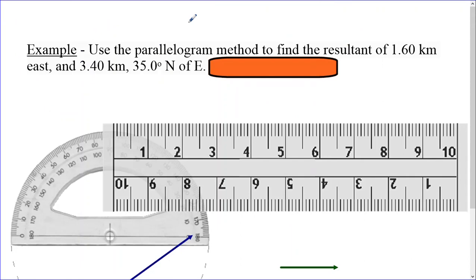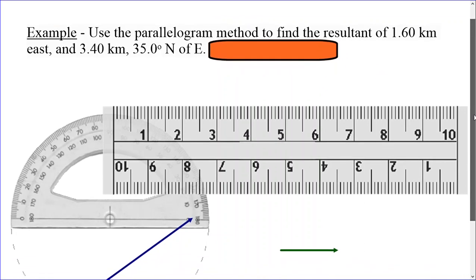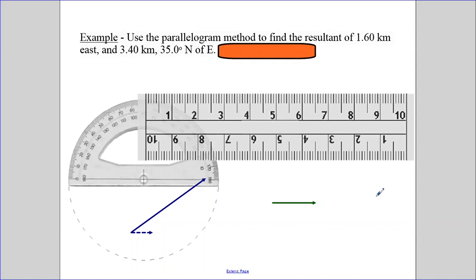So a couple of examples that we're going to run through. It says to use the parallelogram method to find the resultant of a 1.6 kilometer east line, something that's going 1.6 kilometers east, and then it's going 3.4 kilometers, 35 degrees north of east. We have to use the parallelogram method to find out what this resultant line is going to look like.